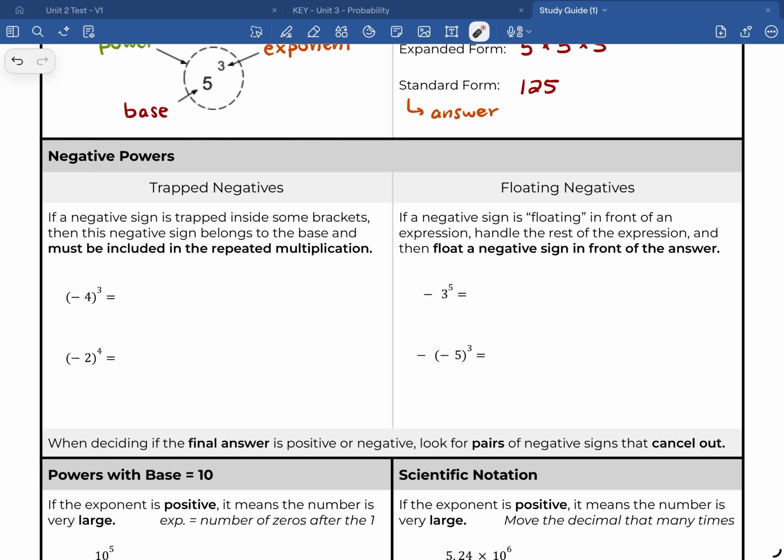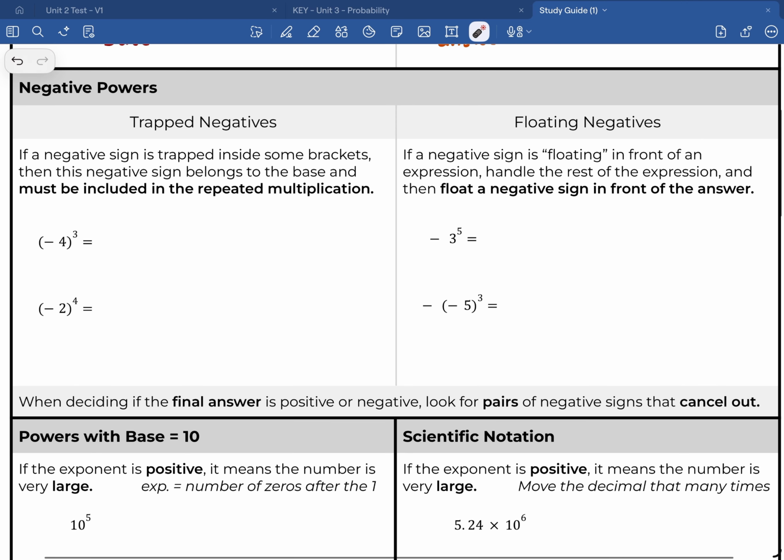So with negative powers, just by looking at them, we can see that there are different options here. We have the negative sign that's trapped inside of the brackets, and I call that a trapped negative. We have the negative sign that's just kind of floating outside the front. We call that a floating negative. We sometimes see some examples where it's a bit of both, and we have to figure out how to deal with that. Our goal is sometimes, essentially, we want to expand it first so that when we turn it back into standard form, we can see how the negatives interact with each other.